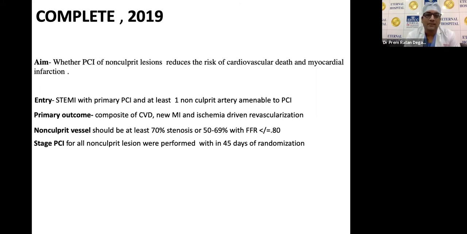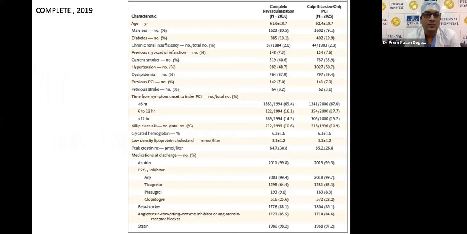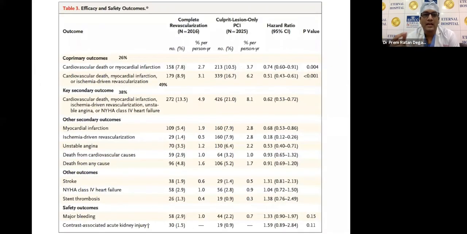In this trial, the non-culprit vessels should have at least 70% stenosis, or 50 to 69% with FFR less than 0.80. And staged PCI for all non-culprit lesions was performed within 45 days of randomization. So this trial also showed a significant improvement in the co-primary outcome.